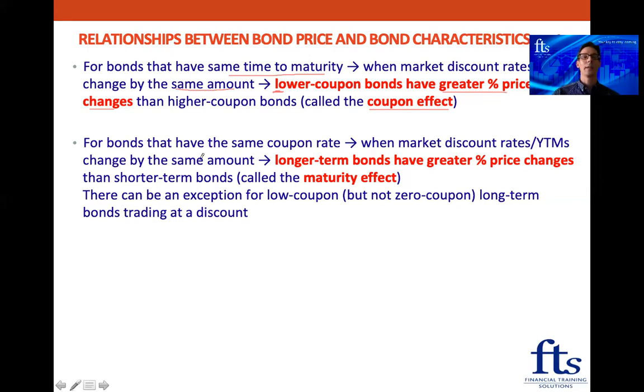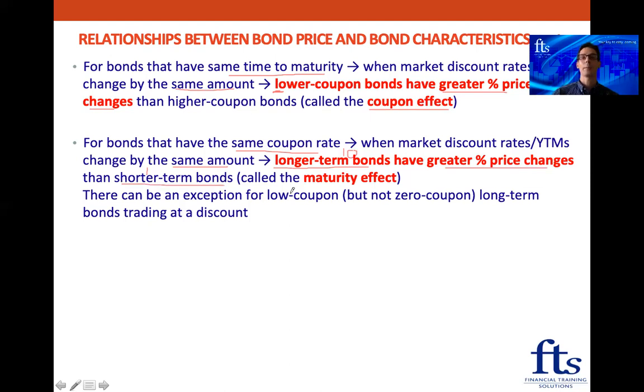Right. So now the next relationship we're going to know is that for bonds that have got the same coupon rate. So let's say we've got 2 bonds and they've both got a 5% coupon rate, for example. So now when market discount rates or yields change by the same amount, let's say we've got one bond that's got 10 years to maturity. So let's put a 10-year in there. And we've got another one that's got 1 year to maturity. So the bond that's got 10 years to maturity is going to have a greater percentage price change than the shorter term bond is going to have.